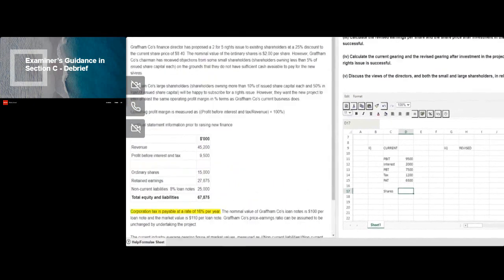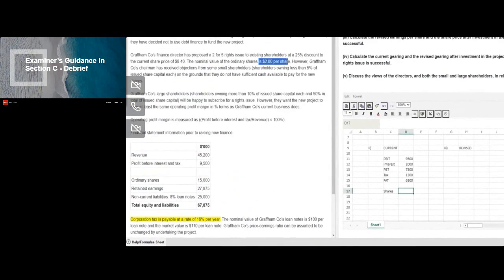However, remember up here, it said the nominal value was 2 per share. So if you didn't see that, that would then become a follow-through mark. So we've got 15,000 divided by 2, so 7,500 or 7.5 million shares in issue.